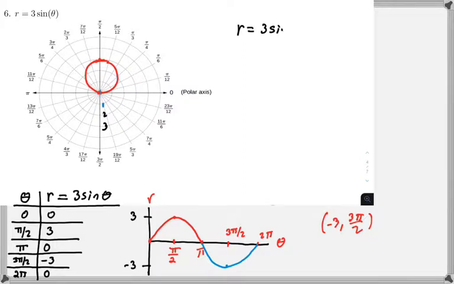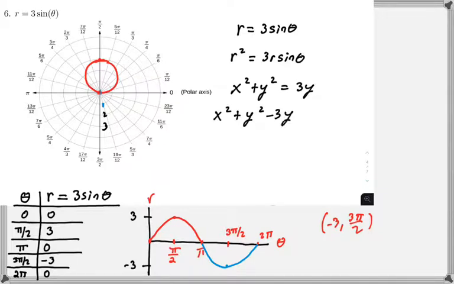So you have r is equal to 3 sine of theta. If I multiply both sides of the equation by r, I have r squared is equal to 3r sine of theta. R squared, if you remember, is equal to x squared plus y squared. And r sine of theta was y. So this is x squared plus y squared is equal to 3y. So x squared plus y squared minus 3y.